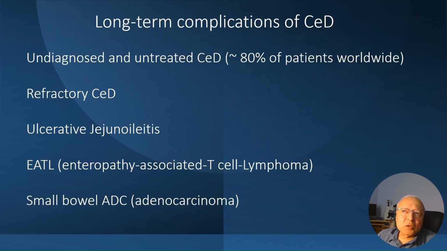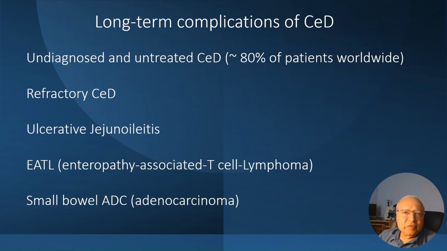Now, these are some long-term complications of celiac disease. The first and foremost is celiac disease stays undiagnosed, so there is no treatment because nobody knows that the patient has celiac disease, and this happens to 75 to 80% of the patients worldwide, mainly because they don't have the classical symptoms that can lead the medical care team towards celiac disease diagnosis. The other long-term complication is refractory celiac disease, and we'll discuss this in greater detail.